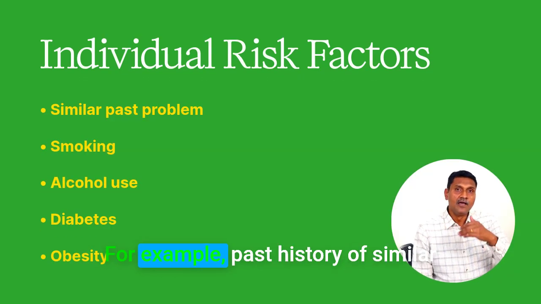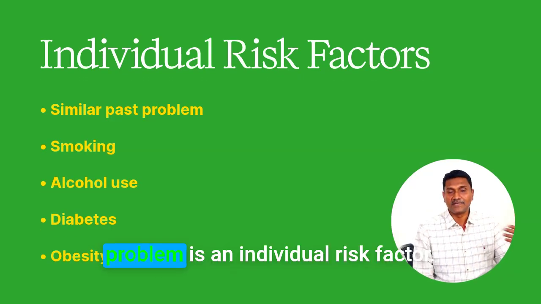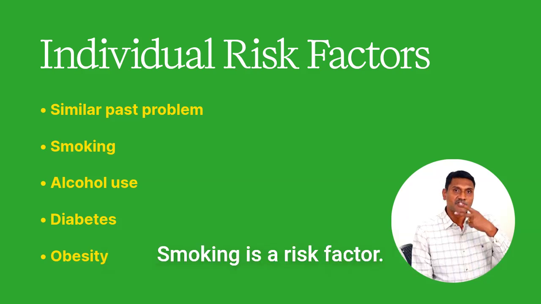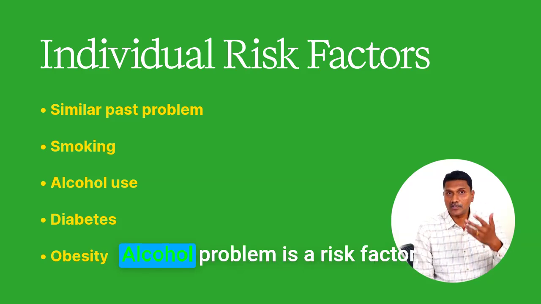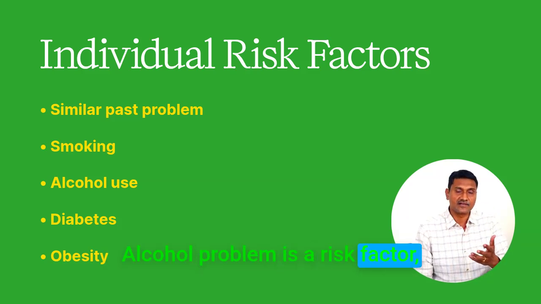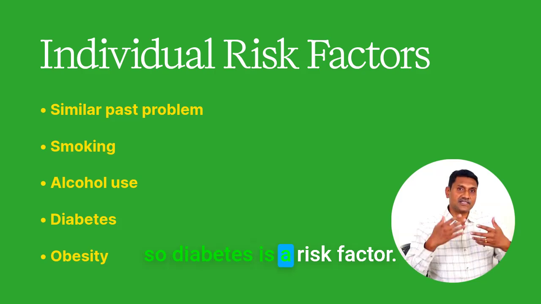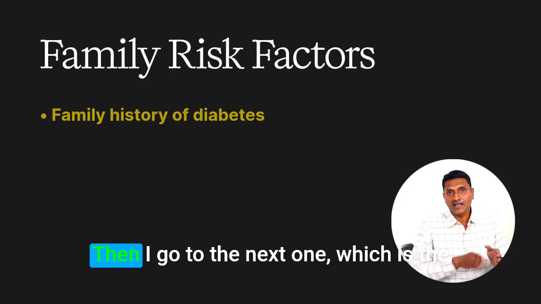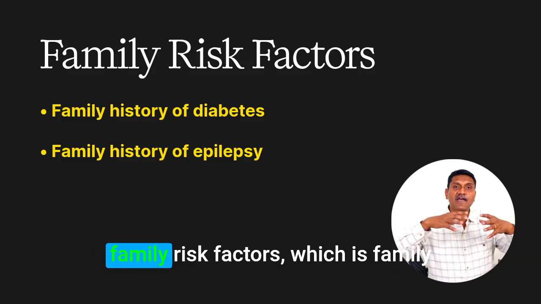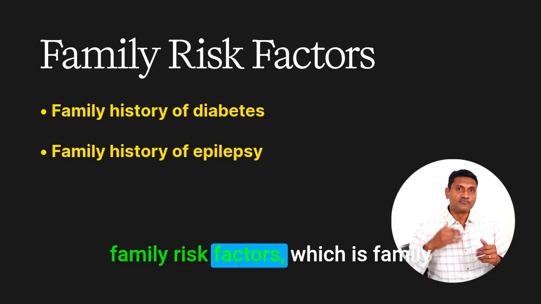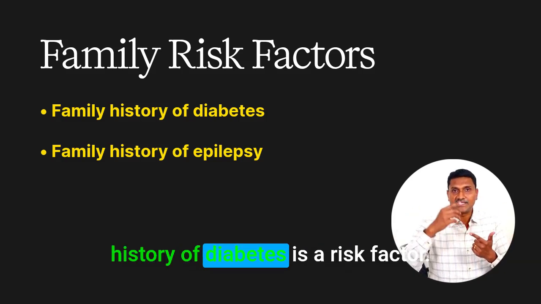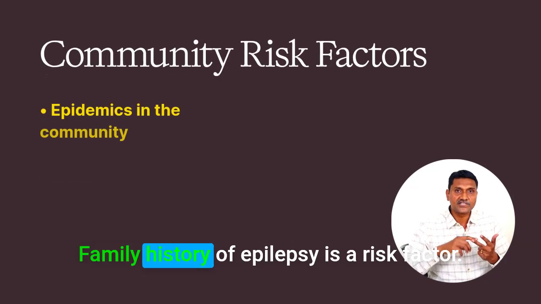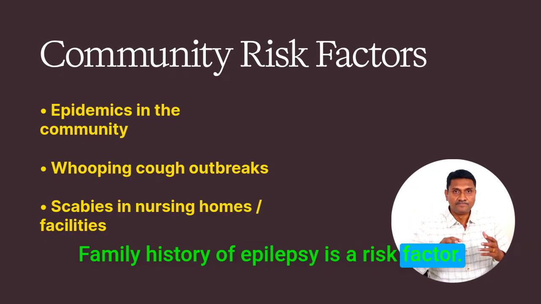For example, past history of similar problem is an individual risk factor. Smoking is a risk factor. Alcohol problem is a risk factor. So diabetes is a risk factor. Obesity is an individual risk factor. Then I go to the next one, which is the family risk factors, which is family history of diabetes is a risk factor. Family history of epilepsy is a risk factor.